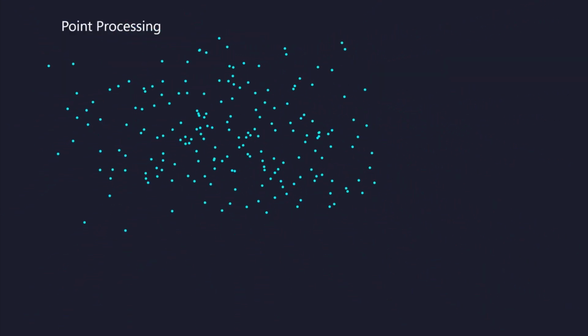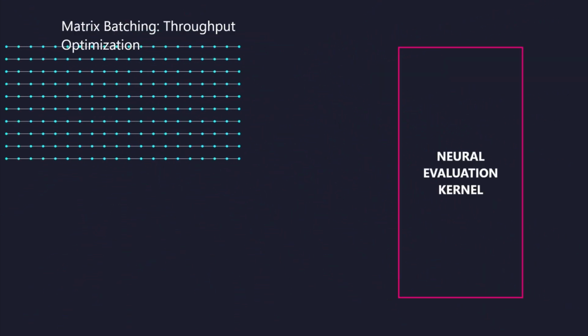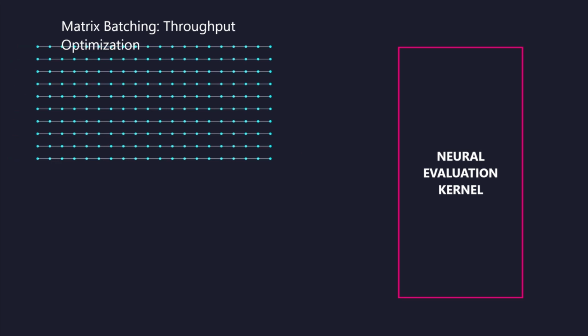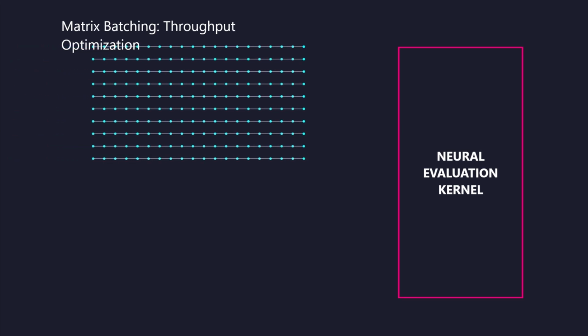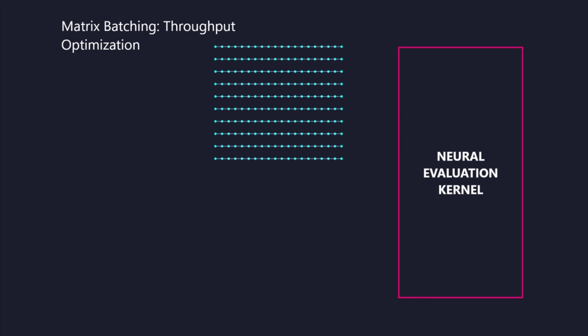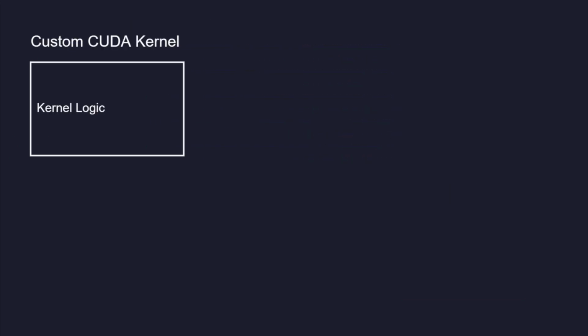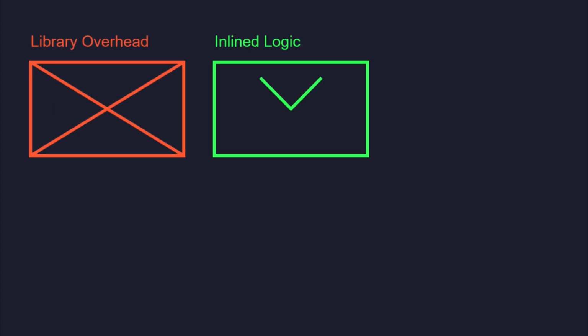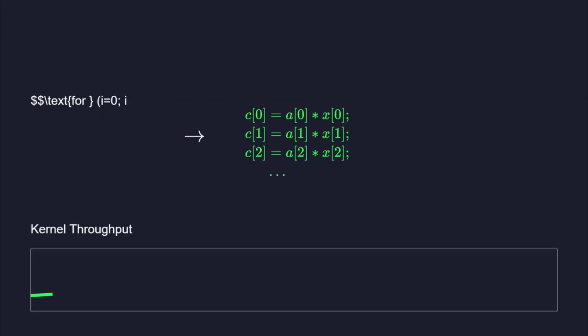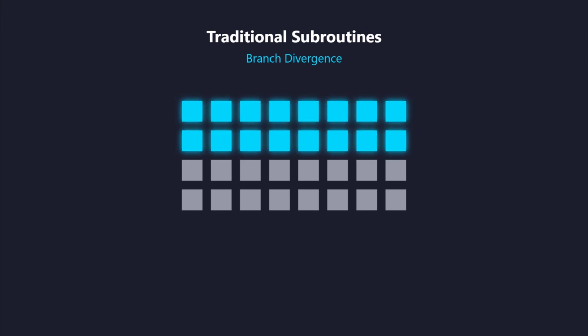The graphics processing unit performs best when processing thousands of points at once. Group all integration points from a block of elements into a single large matrix to maximize the throughput of the neural evaluation kernel. Write a custom kernel using the Compute Unified Device Architecture. Avoid calling high-level libraries for each point. Instead, unroll the matrix vector multiplications manually within the kernel to eliminate function call overhead and maximize speed.